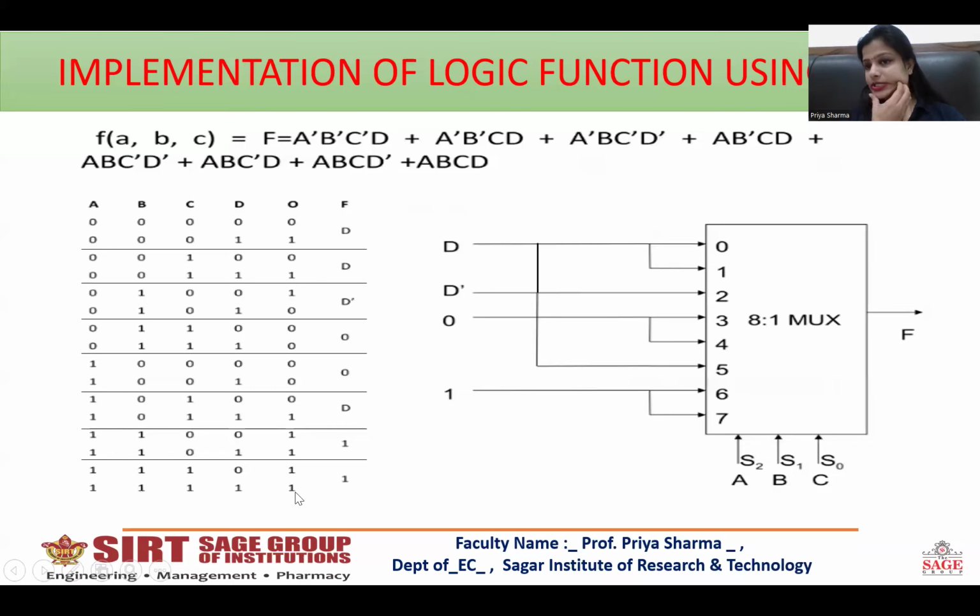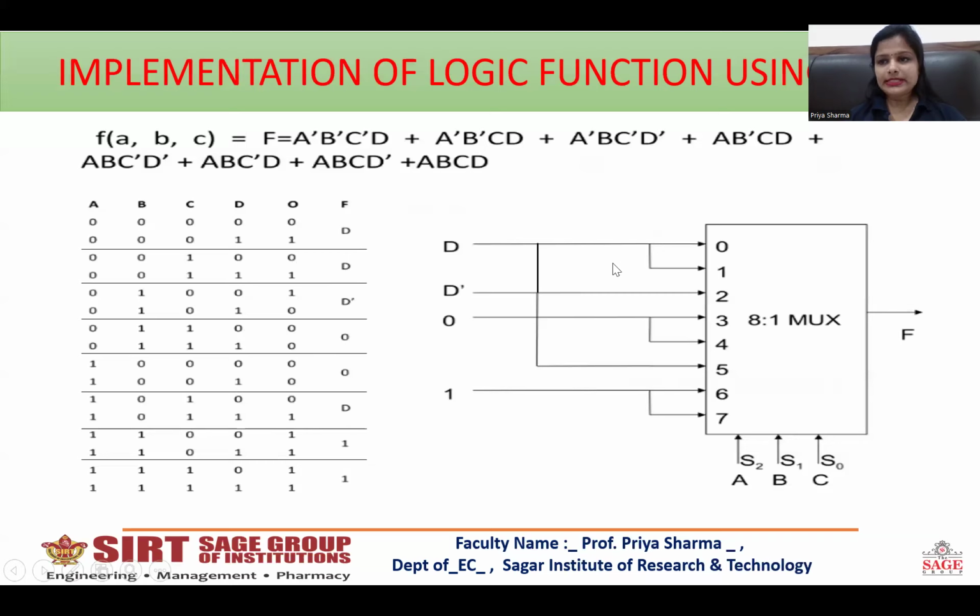As we have to use D as the input line, we'll follow the output. When D is 0, 1, the output is 0, 1, that means it is following D. When D is 0, 1, the output is again 0, 1, so again it is following D. When D is 0, 1, the output is 1, 0. It is the inverse of D, that is D bar. When D is 0, 1, the output is 0, 0, again 0. Again 0, 0, so 0. When D is 0, 1, the output is 0, 1, so it is following D. When D is 0, 1, the output is 1, 1, that means 1. When D is 0 or 1, the output is again 1.